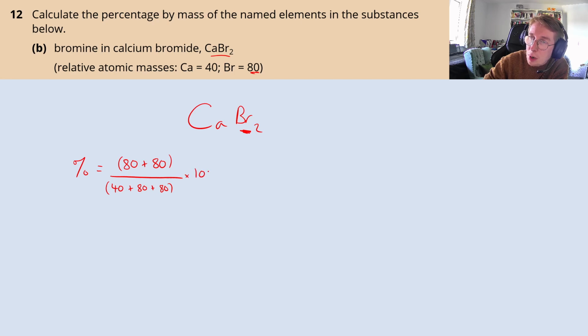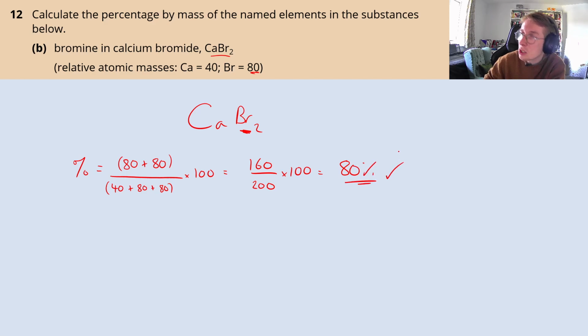So we've got one atom of calcium, 40, and then I've got my two atoms of bromine. I'm going to times that by 100 because it is a percentage, so we end up with 160, and we're dividing that by 200, and if we do that calculation and multiply it by 100, we get an answer of 80%. Now there's 2 marks available for this one. You get 1 mark for calculating that 160 on the top, and you get another mark for getting 80%.